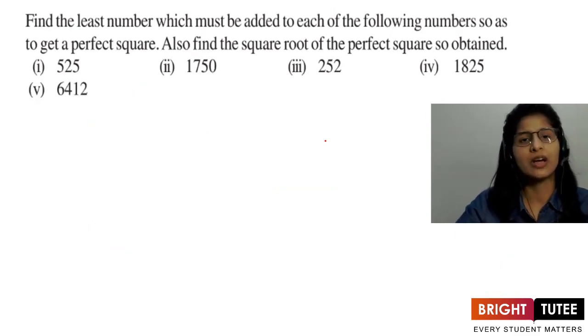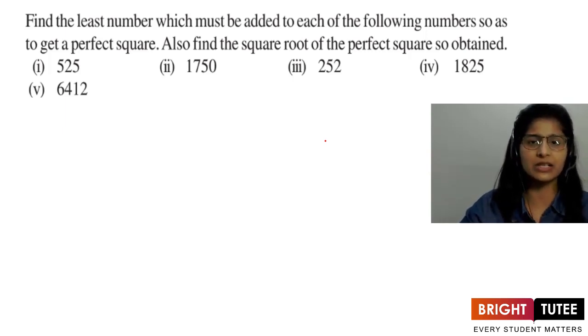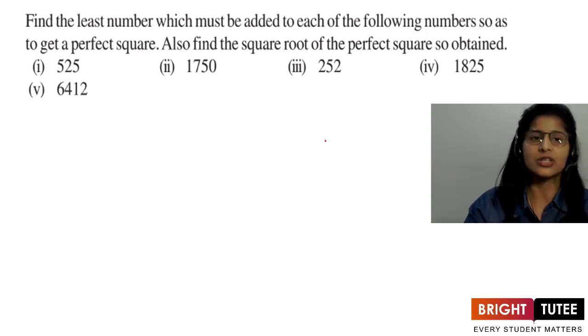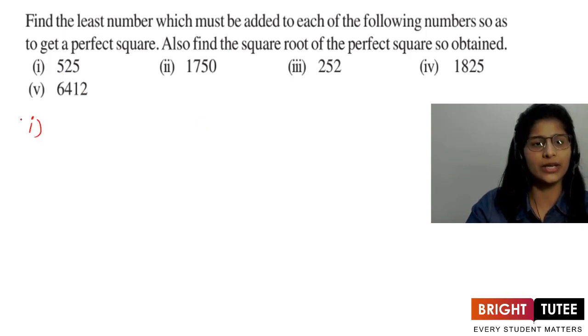Here is another question where they're asking find the least number which must be added so that the following numbers become a perfect square. Also we have to find the square root of the perfect square so obtained. So there the question was what to be subtracted, so we were just subtracting the remainder. Now here it is what is to be added, right? So definitely the number we are going to add should be more than the numbers given to us. Let's try the first one.